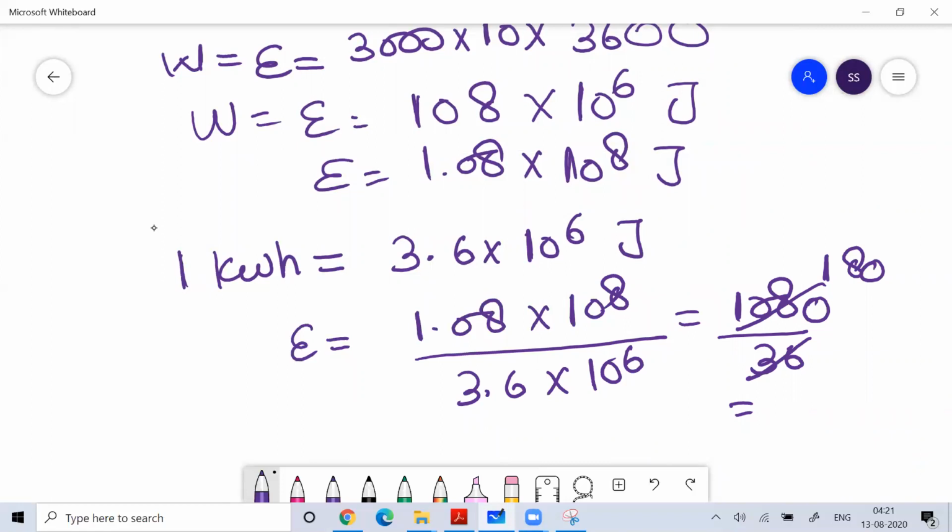108 divided by 3.6 gives 30. So this will be equal to 30 kilowatt hour.